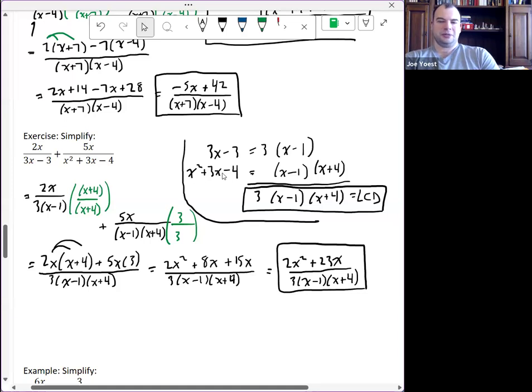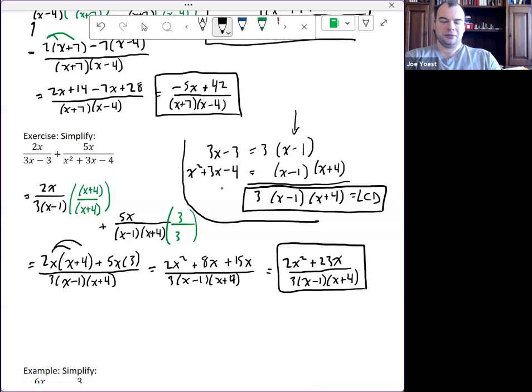And then x squared plus 3x minus 4, we see that that can be factored as x minus 1 times x plus 4. Looking for two numbers that multiply to negative 4 that add to positive 3. That's plus 4 and minus 1. So I see this kind of shared building block of x minus 1. I only need one of those, and I'd be able to build either the 3x minus 3 or disassemble that and build the x squared plus 3x minus 4. So my LCD is 3 times x minus 1 times x plus 4.